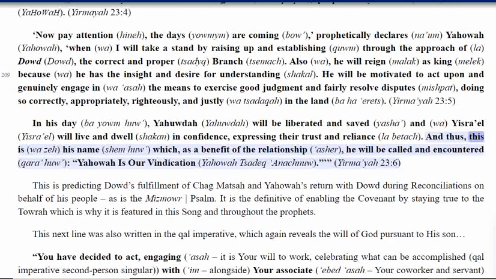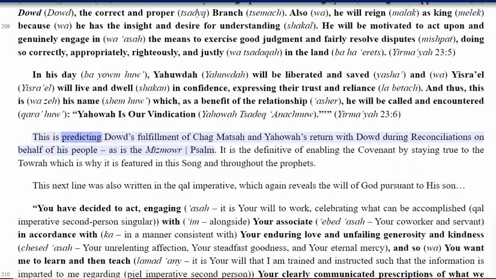And thus, this is his name, Shem Hu, which, as a benefit of the relationship, he will be called and encountered: Kara Hu, Yahowah is our vindication, Yahowah Tzidkenu. Yirmiyahu 23:6. This is predicting Dowd's fulfillment of Chag Matzah and Yahowah's return with Dowd during reconciliations on behalf of his people, as is the Mizmowr, Psalm.